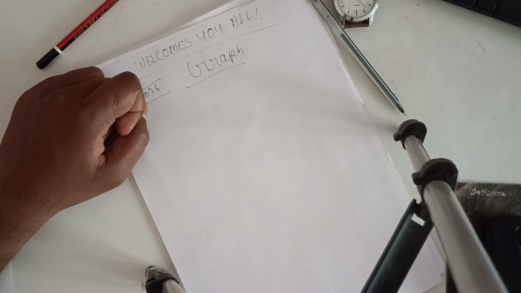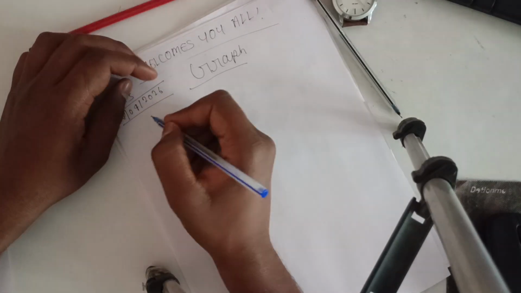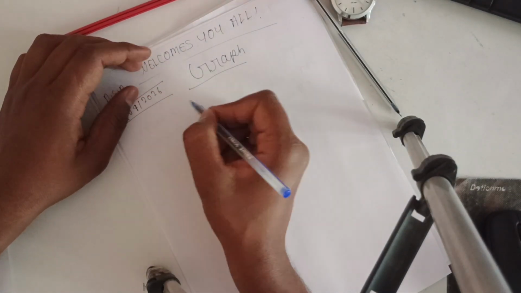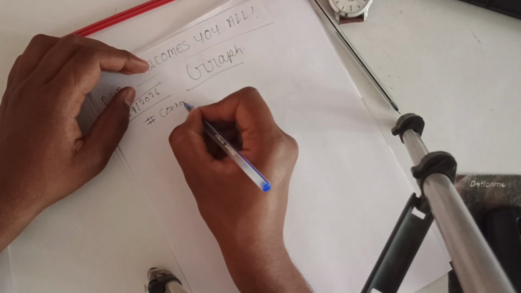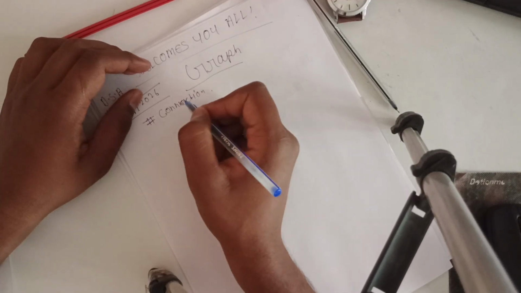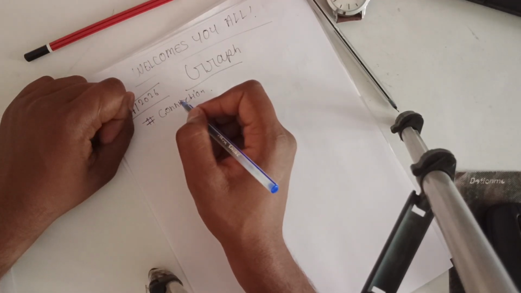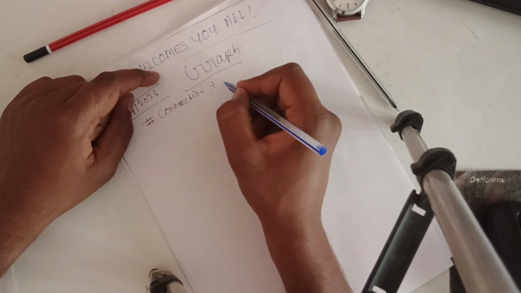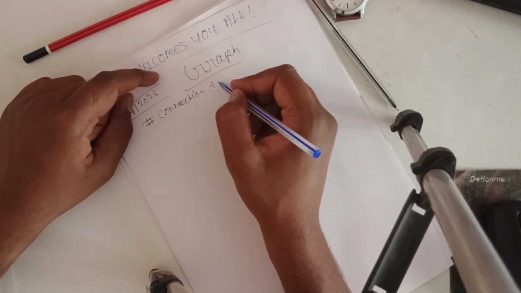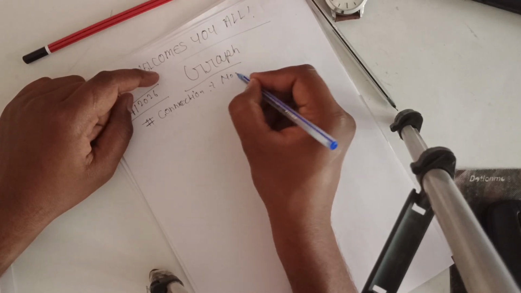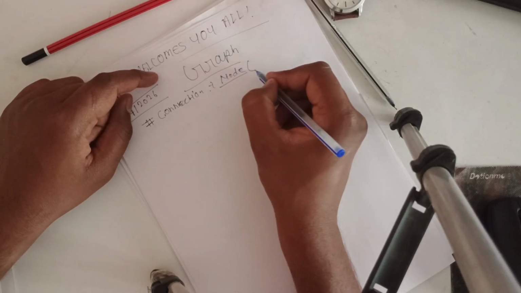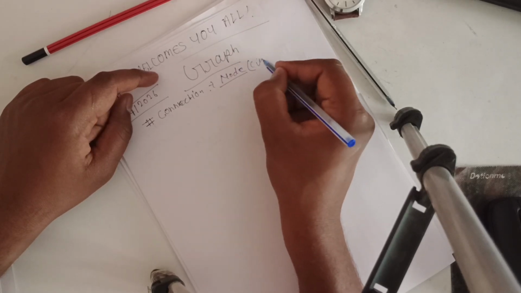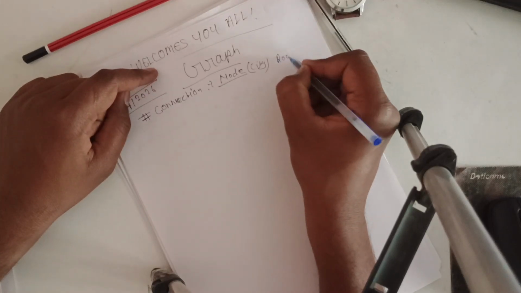So let's discuss graph. Graph is all about connection. What is graph? If someone asks, then graph is all about connection. Think of it like a map of cities. Nodes, the road, edges. Node is city and road is edge.